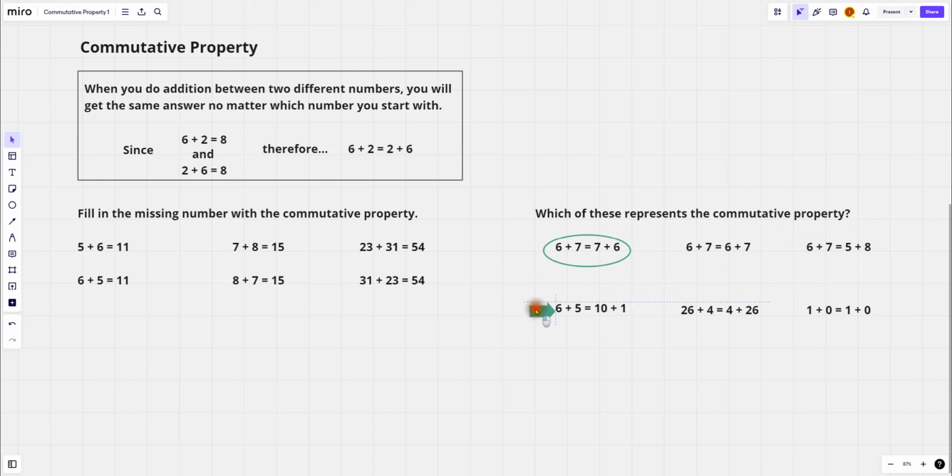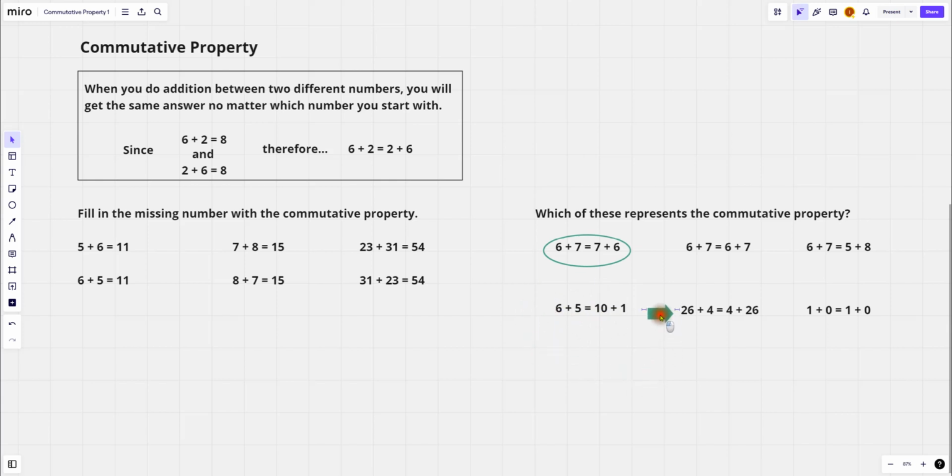So let's look at these ones here. 6 plus 5 equals 10 plus 1. Again, another true statement, right? 6 plus 5 is 11, and 10 plus 1 is 11. But does this show the commutative property where I have two different numbers? And it doesn't matter if you reverse the numbers around when doing the same operation, you'll get the same answer. And in this case, I've changed the numbers up on this side, right? So even though this is a true statement, it's not showing the commutative property.